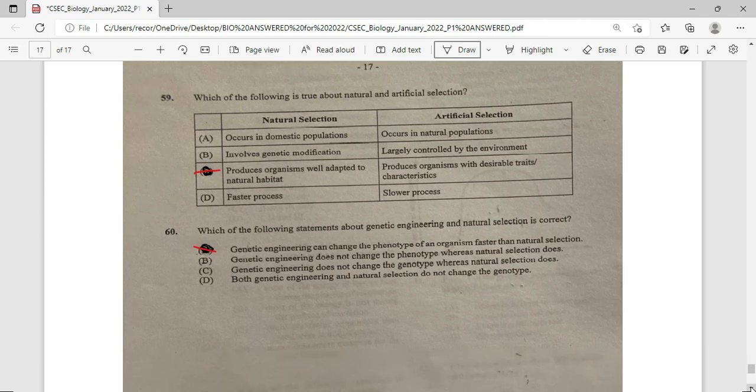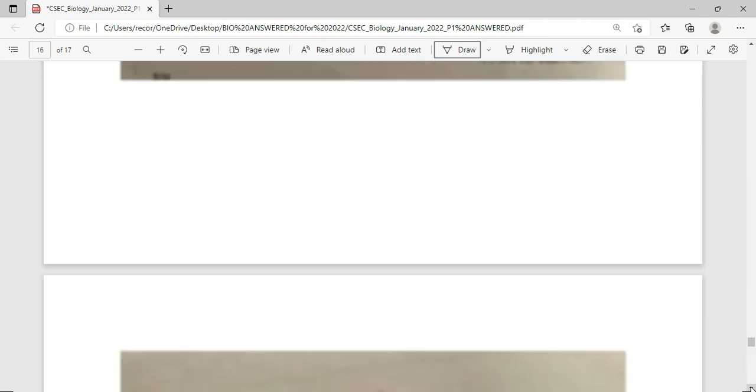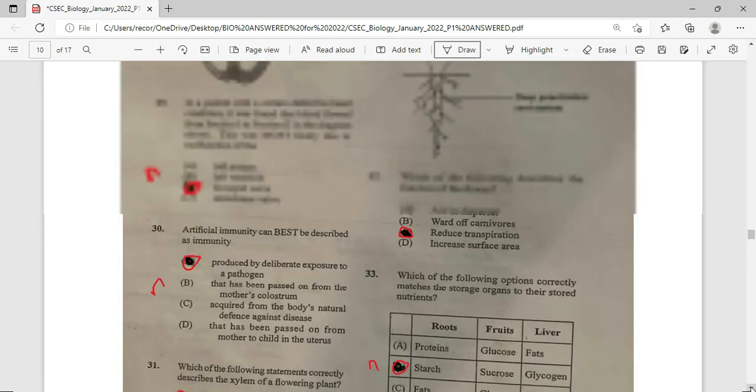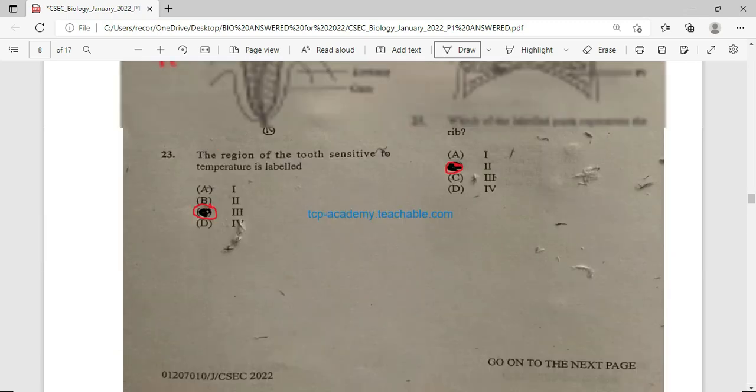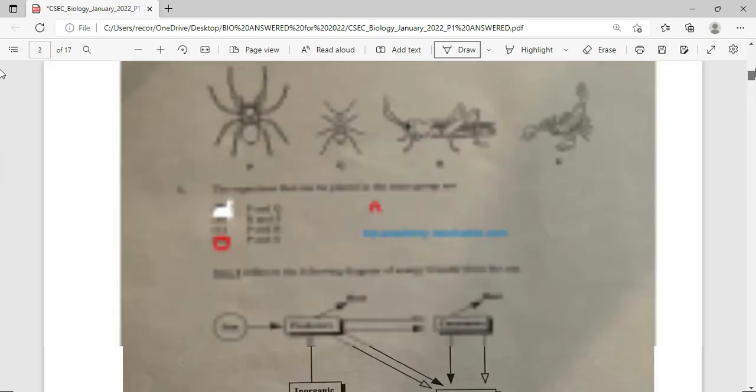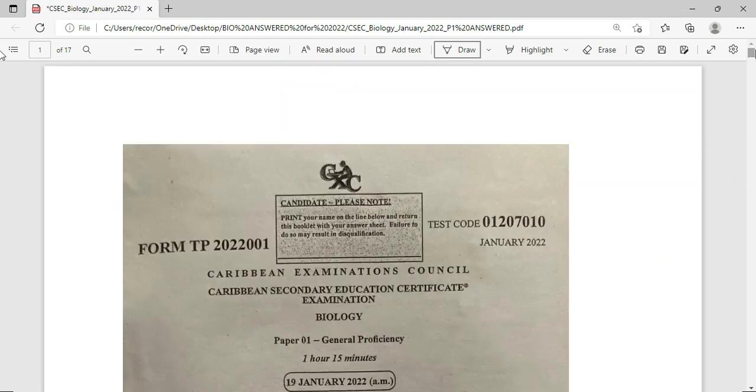This takes us to the end of the 2022 January exam. Now, I'll just show you the cover because I don't want you to be going looking at papers that are not. So the cover here, you'd see we have just completed the January 2022 biology paper 1 exam. Thanks so much for watching, and look out for the other videos for 2021 and of course 2020.